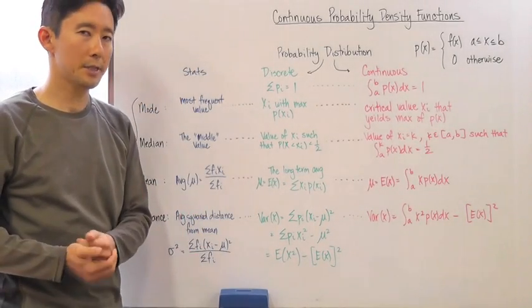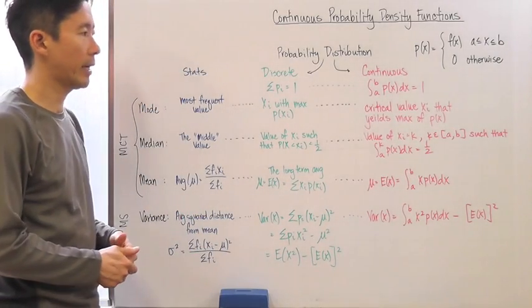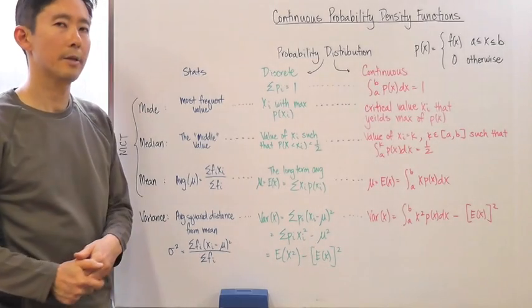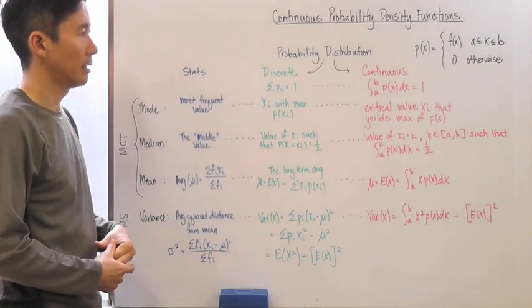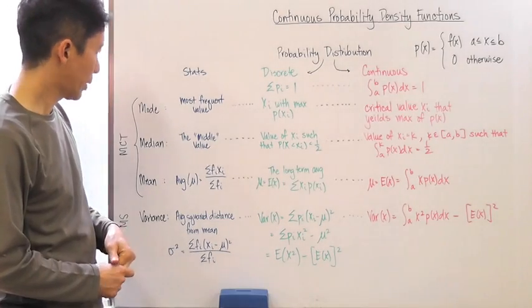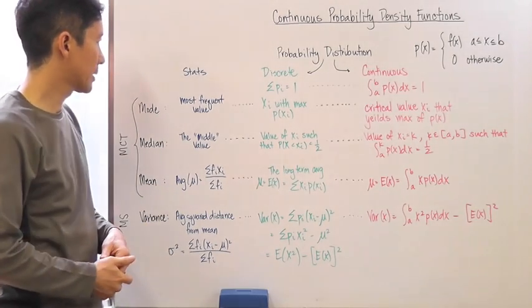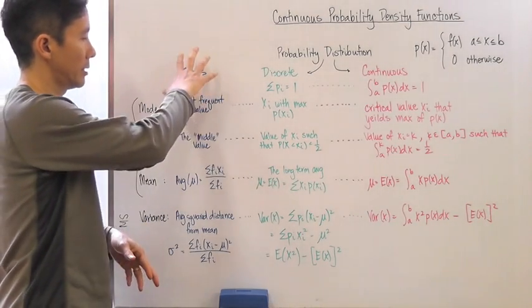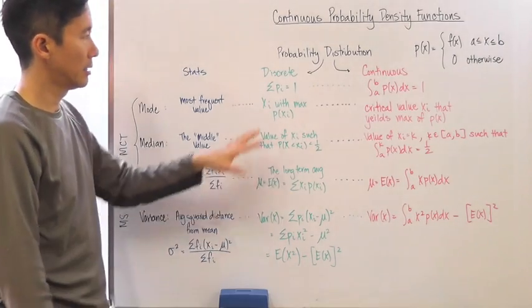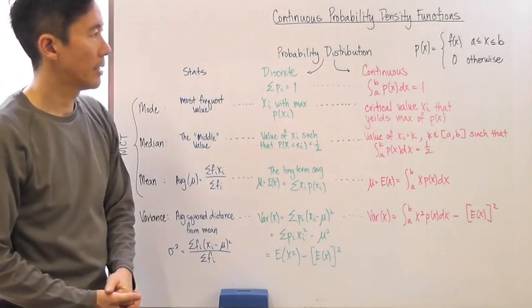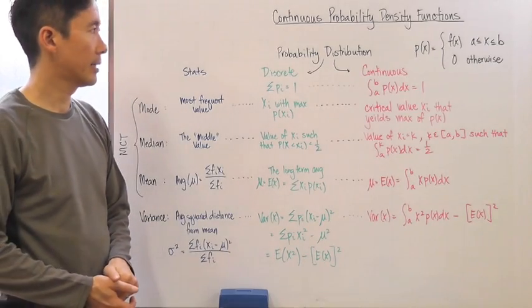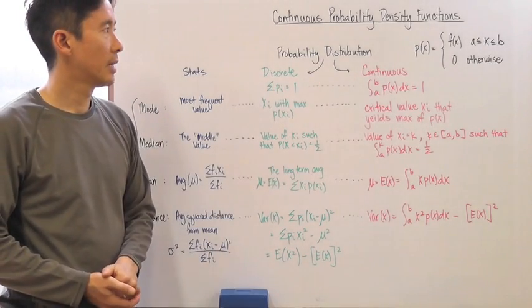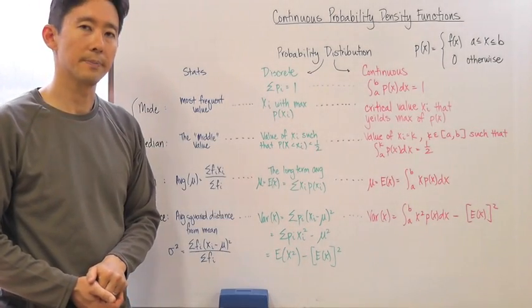So I'm hoping that the consistency is very apparent to you now, and I'm hoping that that's going to make things a lot easier to remember how to calculate all of these different particular statistics for either statistical data, discrete data, or continuous data given by a continuous probability density function.